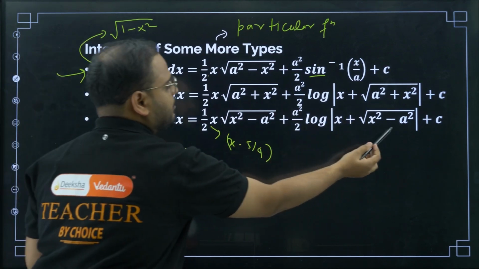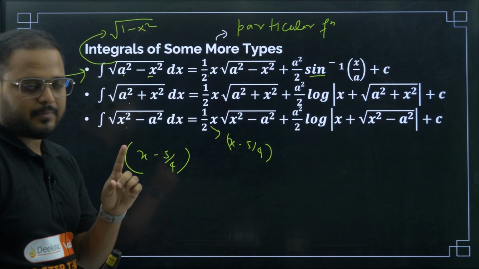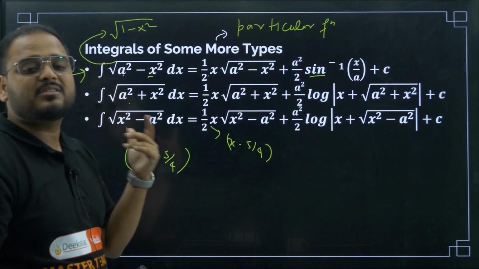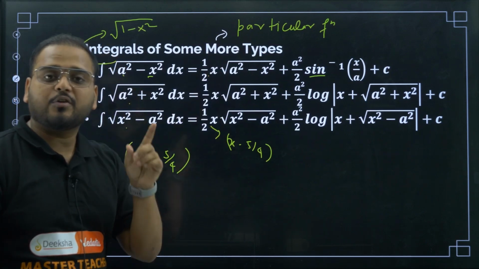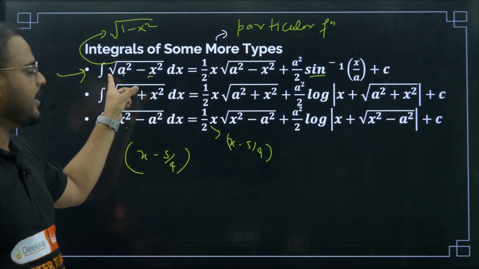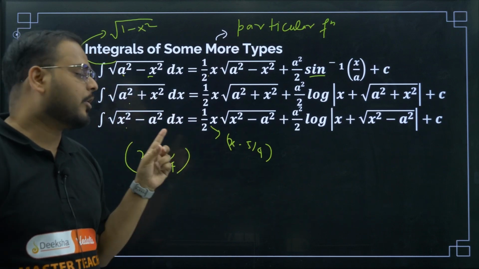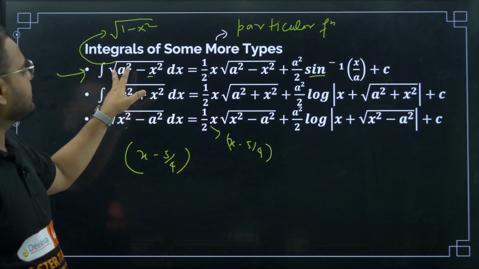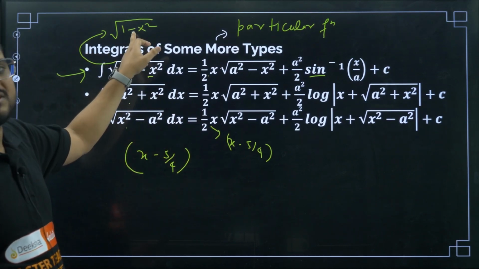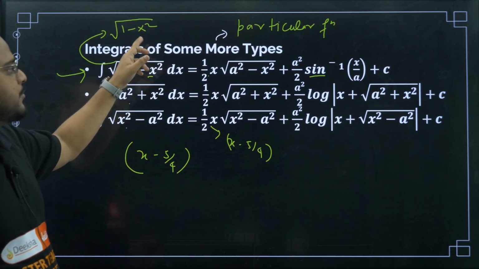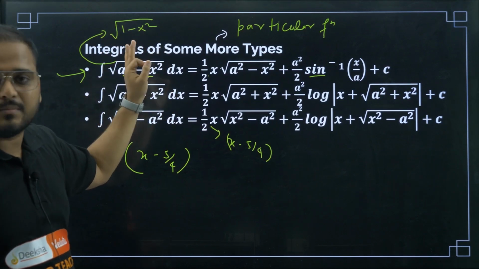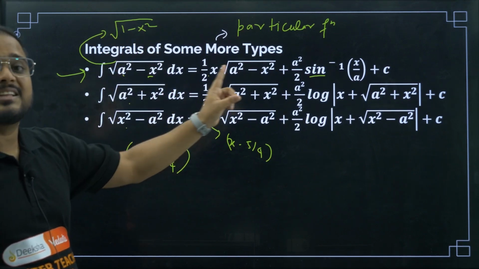X1 minus a square. I'll repeat myself. For this integration, what is the type of functions? Whenever you have square root of squares in this form, a square minus x square, a square plus x square, or x square minus a square. If it is a square minus x square, it resembles the integration of sine inverse of x, 1 minus x square. I know it is in the denominator, but it resembles, right? So from there you understand sine inverse will come.